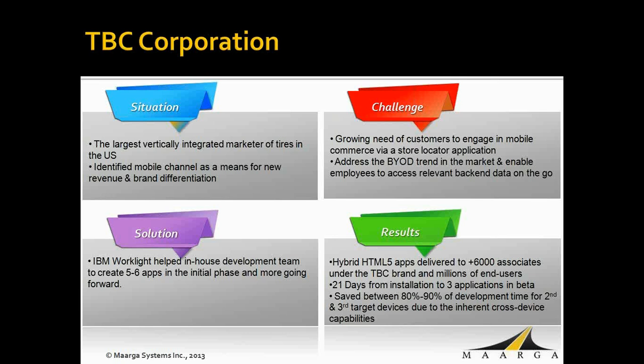And after the first application, after the first device that they developed for, for the second and the third target devices, the application development time, they saved about 80 to 90%, because whatever they developed for the first device, they could use for the second and the third devices, even though those were completely different form factors or operating systems.